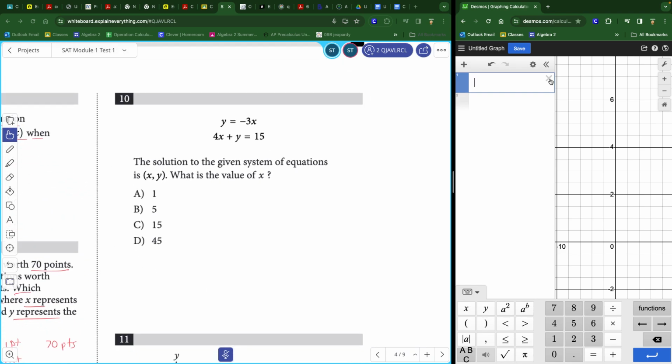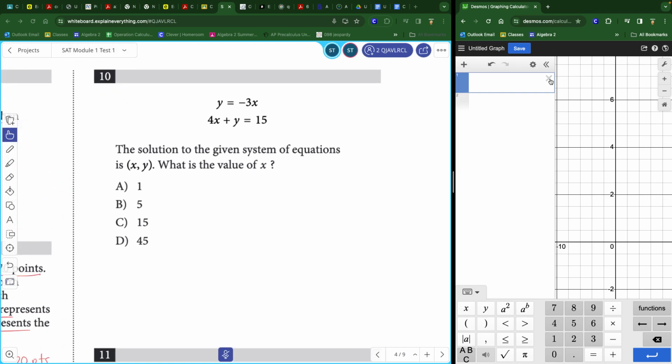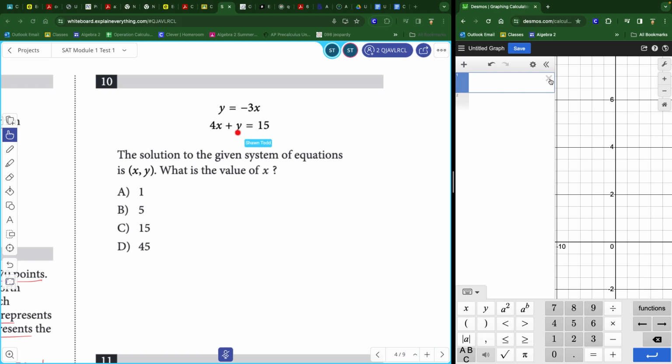Question 10. y equals negative 3x. 4x plus y equals 15. So this would probably be like solve a system of equations where you substitute in. Let's find out. The solution to the system of equations is (x, y). What's the value of x? Yeah, we'll do this by substitution.